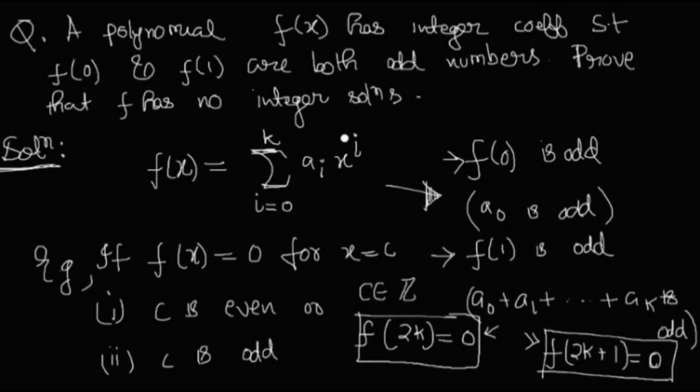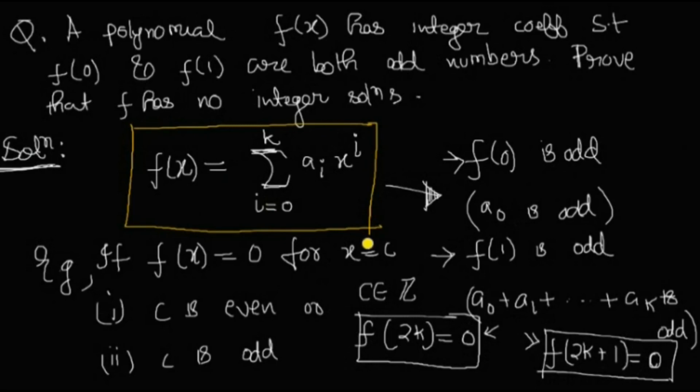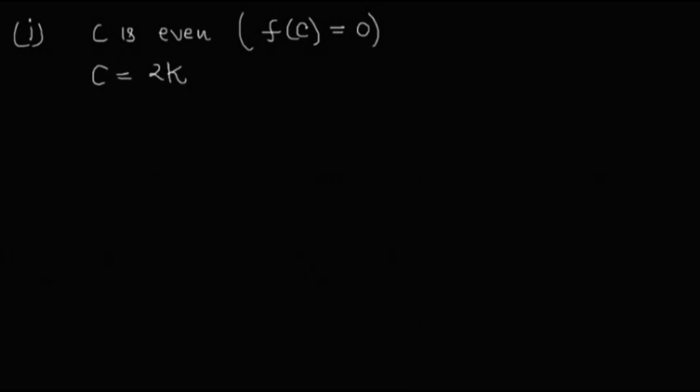So you can substitute this twice k out here, because this is f of x. Substitute x with twice k here and use this fact: a naught is odd, the sum is also odd. My first case is c is even. Note that f of c is 0, because I have considered c in such a way that c is actually a solution of f. So f of c is 0 and c is even, so we can consider c as some twice k. From here you will get f of twice k equals 0.